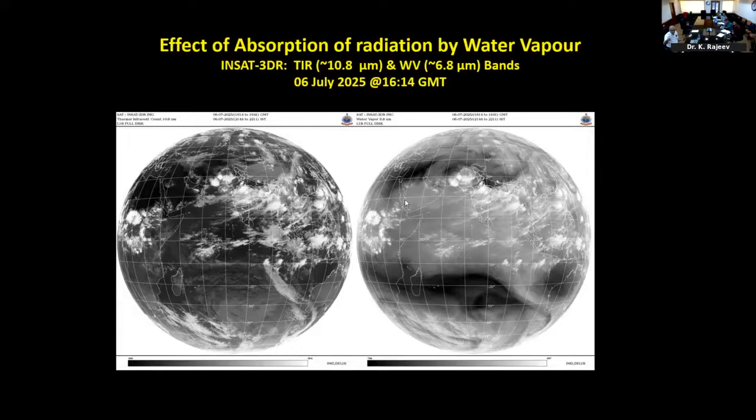You see the right side band. Right side band is the water vapor band at 6.8 micrometer. It never sees the surface, because the radiation that the surface is emitting was not able to penetrate through the cloud, because the cloud completely absorbed it. And all what you see is an entirely different picture compared to this. There are some similarities, and complete differences.